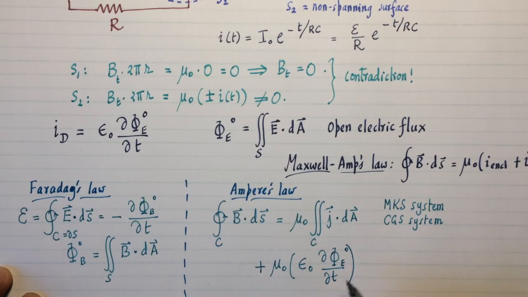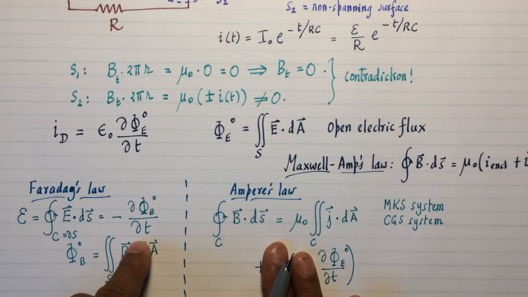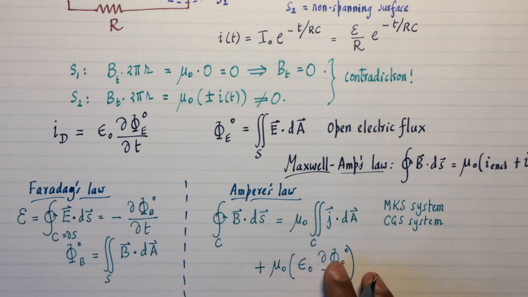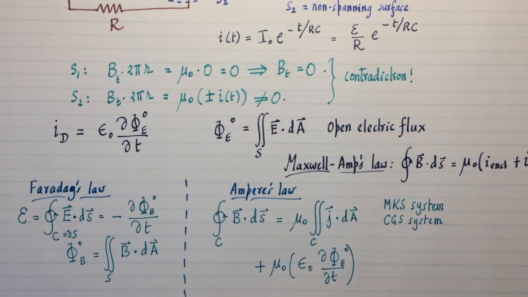And why did I put epsilon naught? Because today we use SI units. Maxwell did not do that. He just said, here I have del phi B by del t. Here I'm going to put plus del phi E by del t. Now why he chose a plus sign and a minus sign is beyond the scope of this course. But he put that plus sign. And then it all worked out.